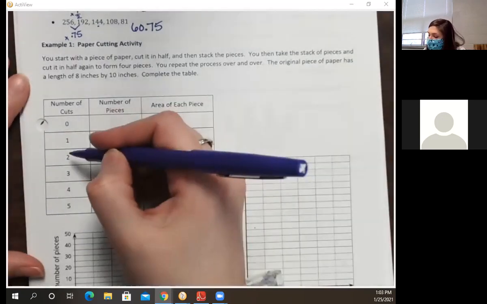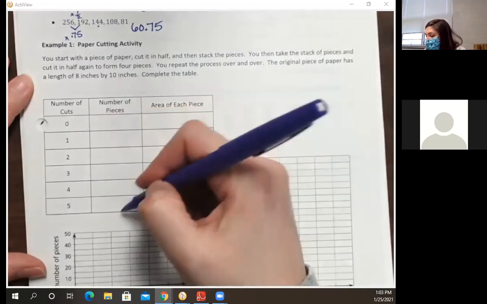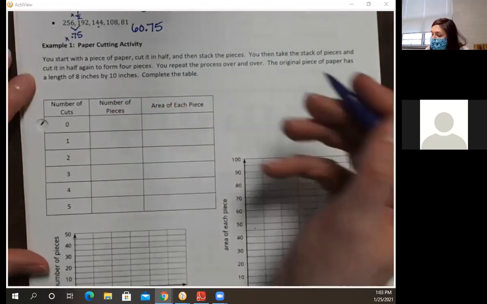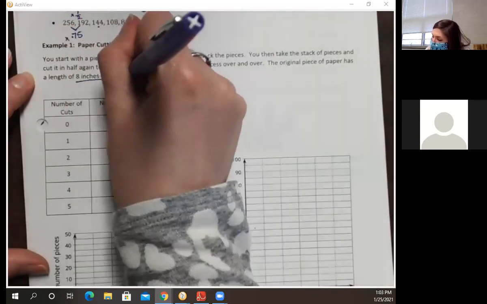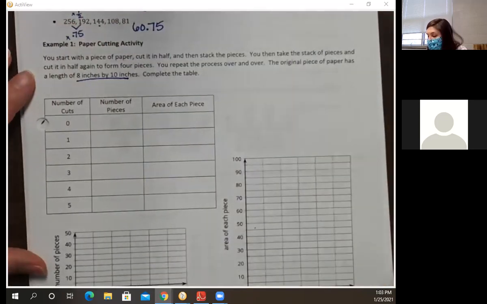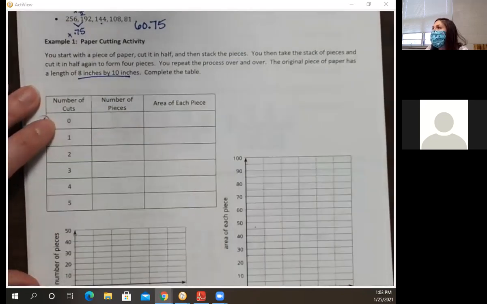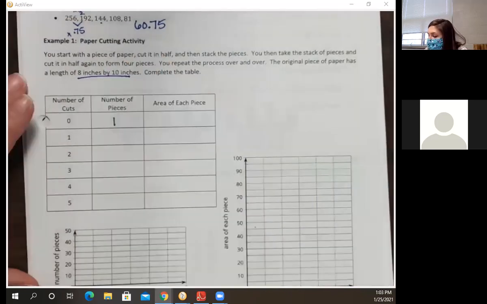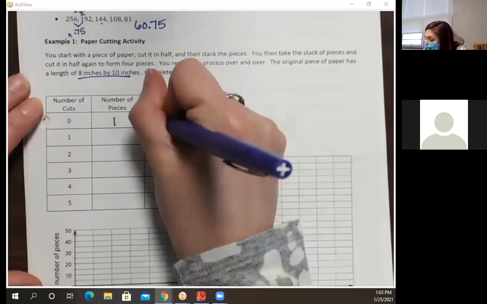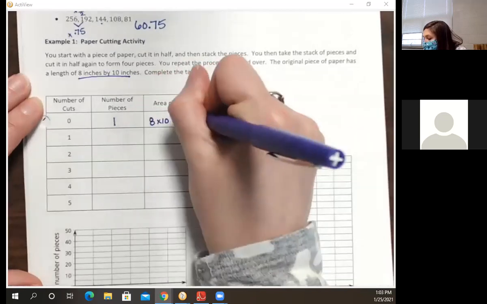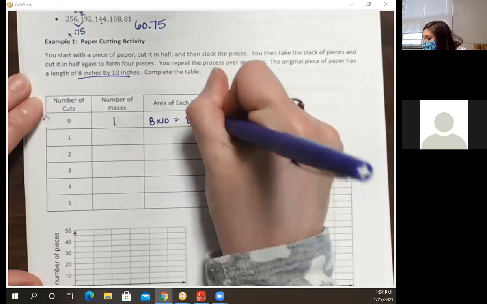So what we're going to keep track of are how many pieces of paper we have and the area of each piece. So we're starting with a piece of paper that's 8 inches by 10 inches. Before I make any cuts, how many pieces of paper do I have? 1. Yep, our whole big sheet of paper. And since our paper is 8 inches by 10 inches, that means its area would be 80 square inches.